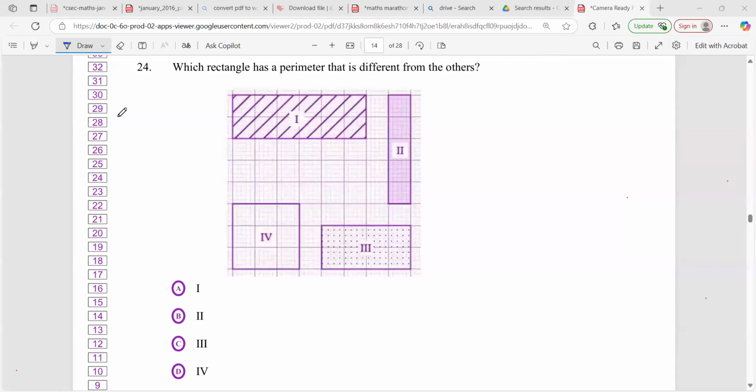All right. It said, which rectangle has a perimeter that is different? Guys, all we have to do is just find the perimeter of each and compare them. Perimeter means the total distance around. So let us assume this is one, right?